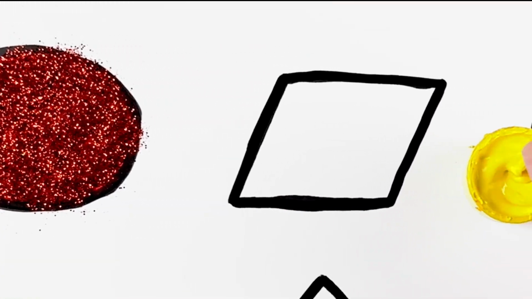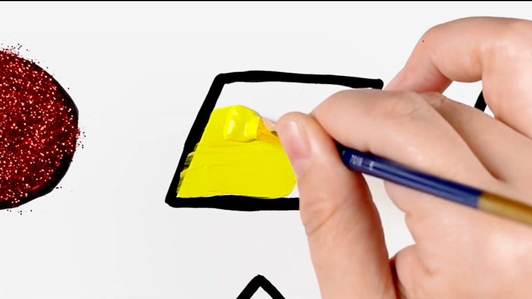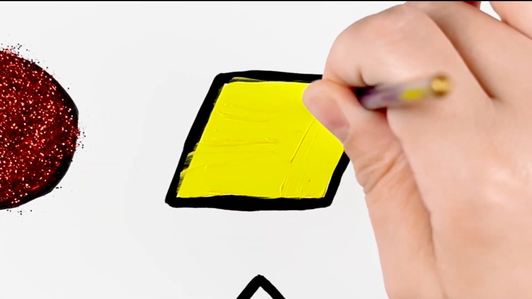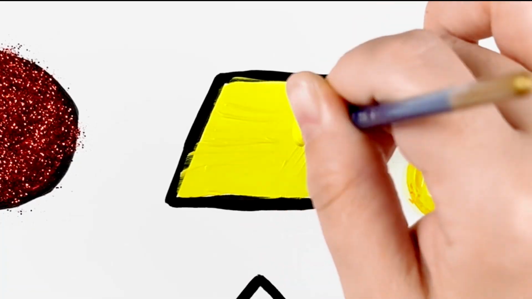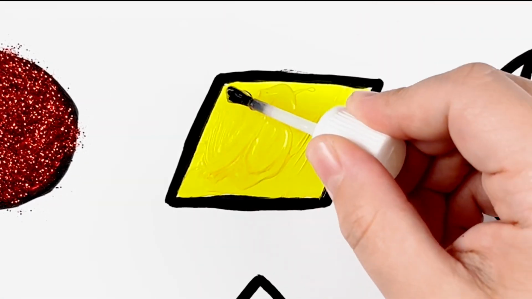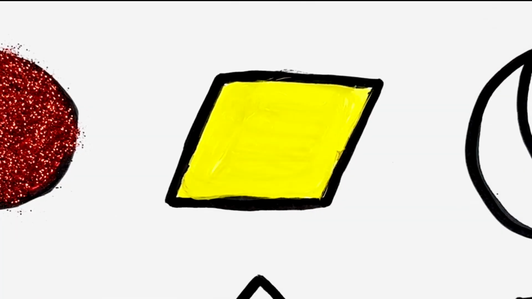The parallelogram will be yellow in color. Now we will add yellow glitter.